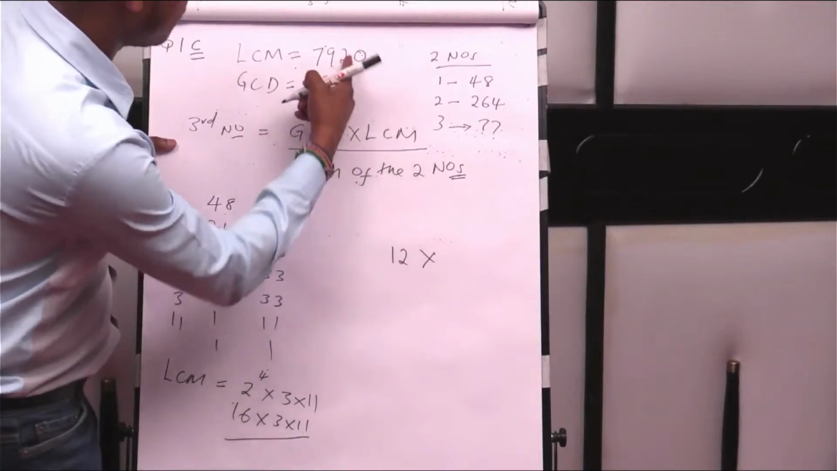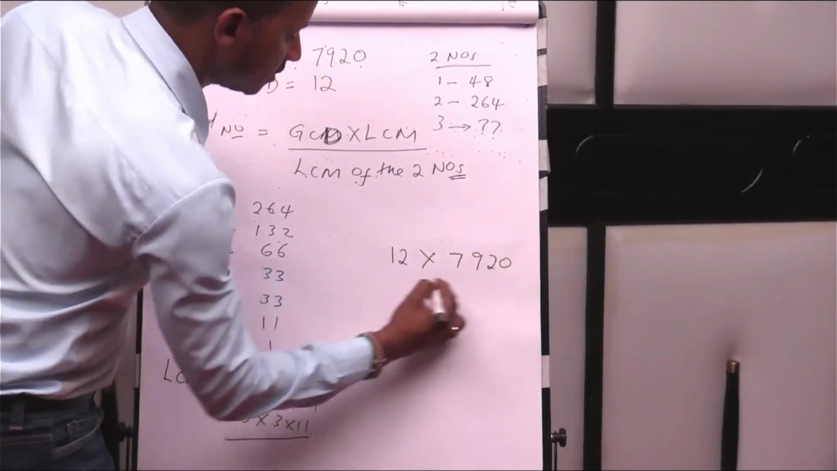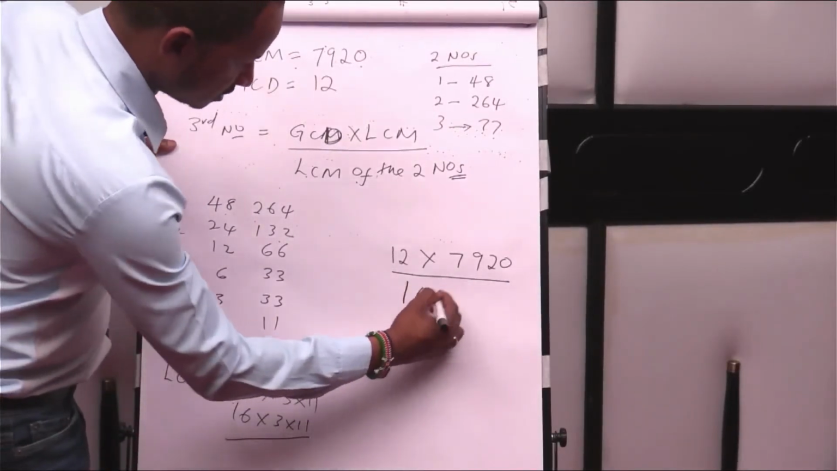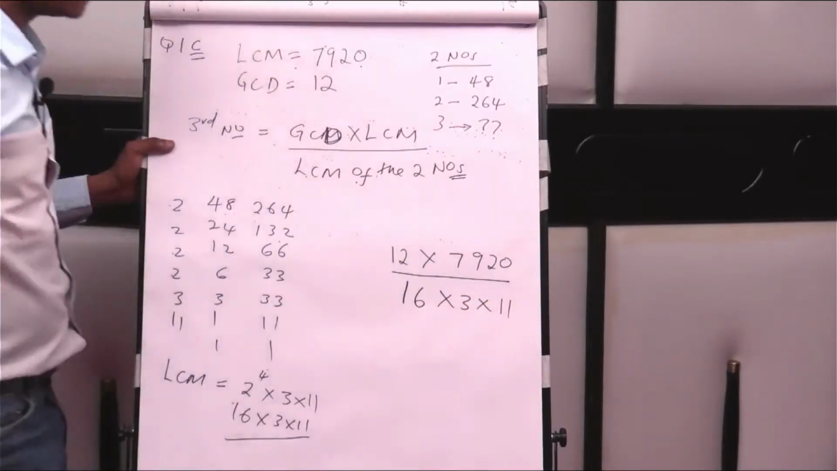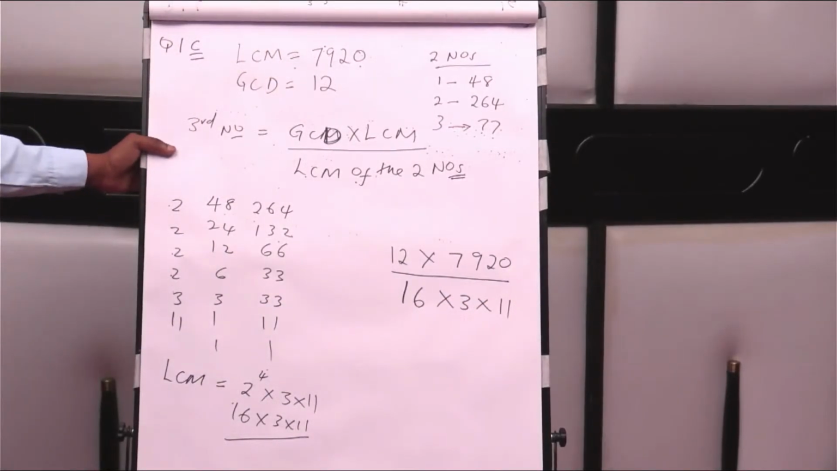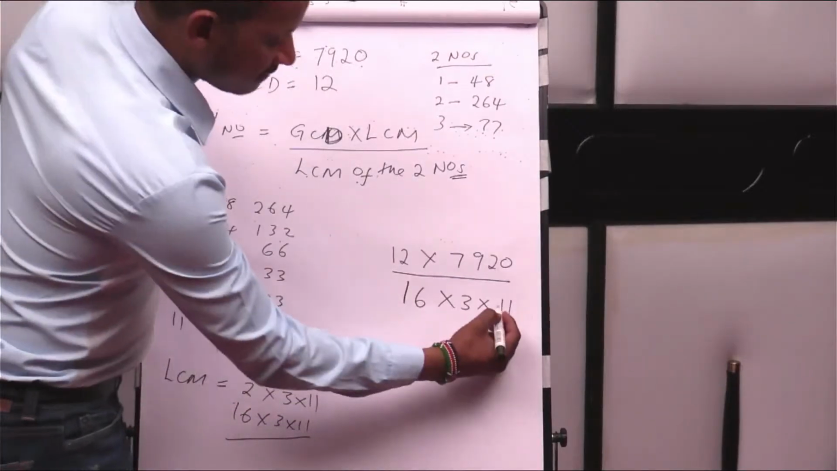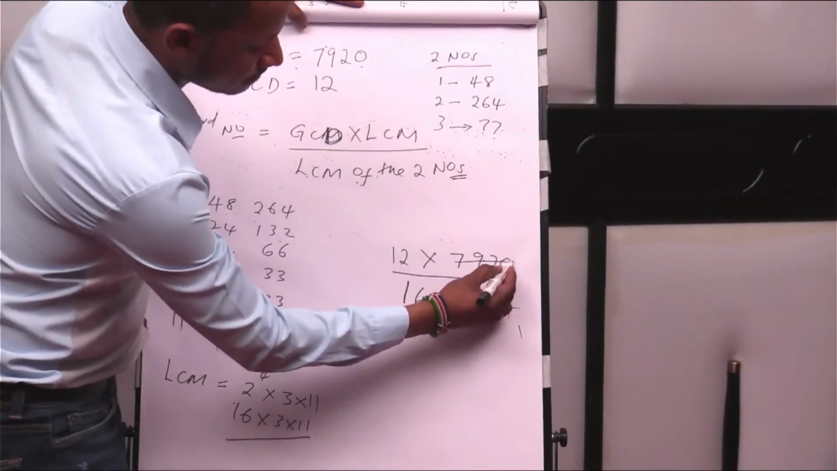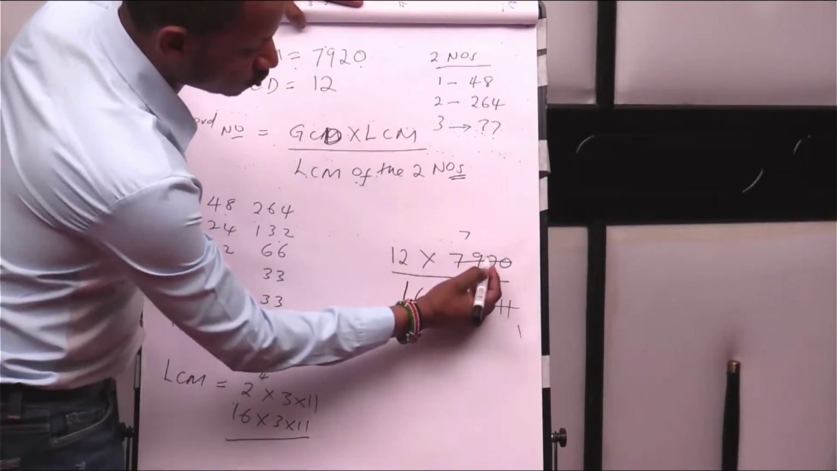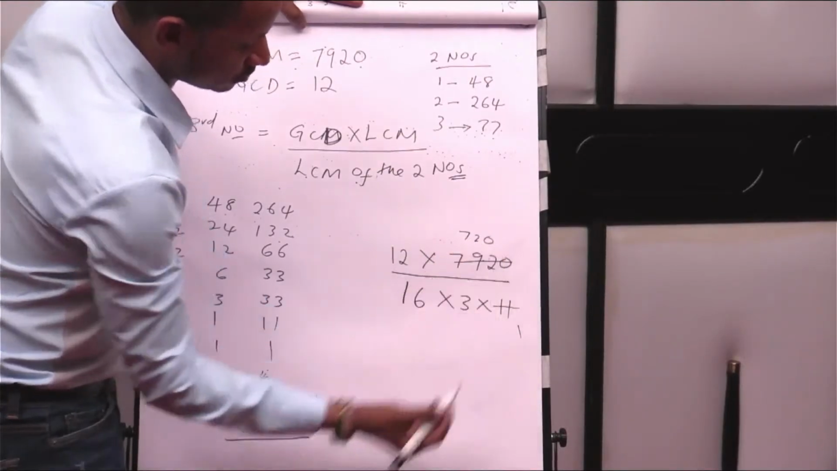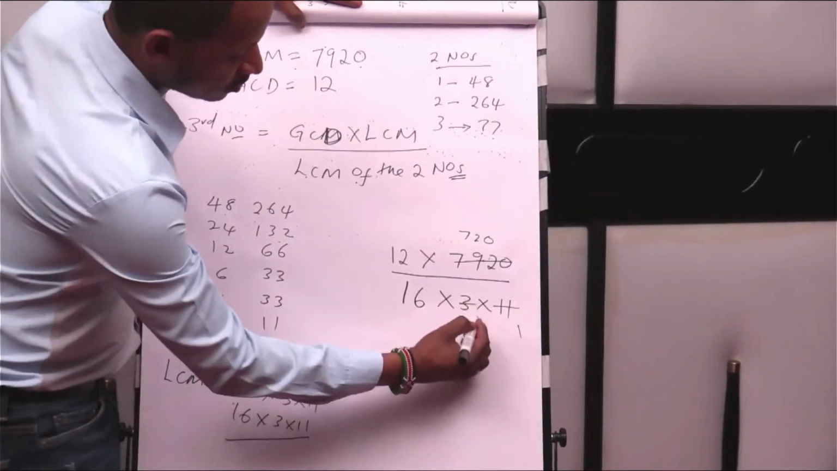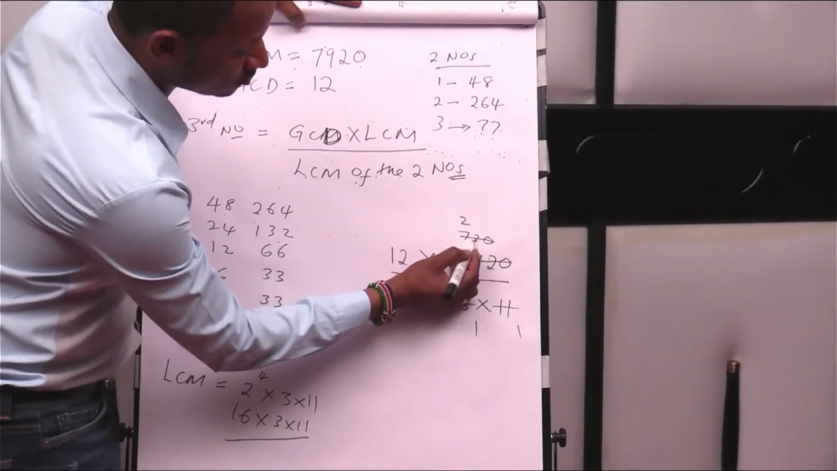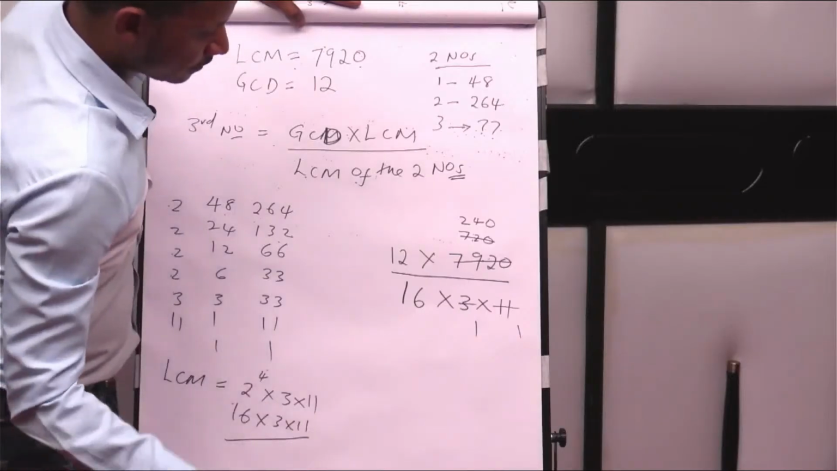times our LCM is 7,920, divided by our LCM of the two numbers, which is 16 times 3 times 11. So let's divide. Let's start with 11. 11 goes here once. 11 goes into 79 7 times, which is 77, remainder 2 into 22 2 times, then 0. Then we go to 3. 3 goes here once. 3 goes here twice, which is 6 into 12, remainder 1 into 12, 4 times, then 0.